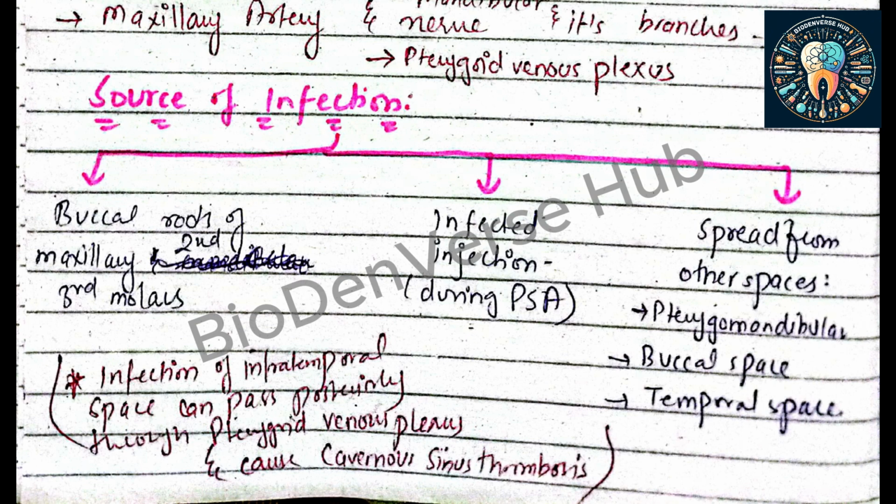The most important point to be noted here is that infection of the infratemporal space can pass on posteriorly, as we have studied that the pterygoid venous plexus was present out there. So the infection could pass on to the pterygoid venous plexus. Remember that we have discussed in the video of the cavernous sinus thrombosis, the pterygoid venous plexus was directly connected to the cavernous sinus through 3 or 4 emissary veins that were valveless.